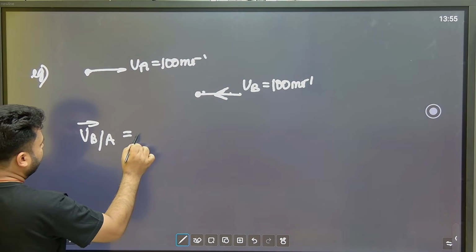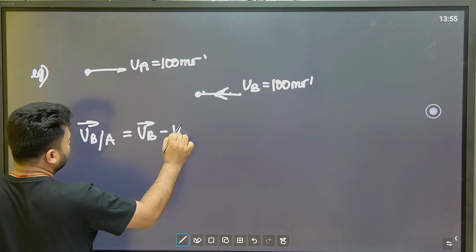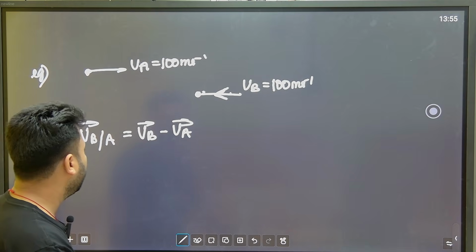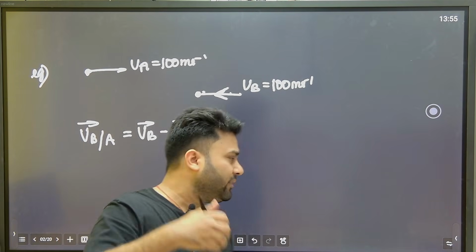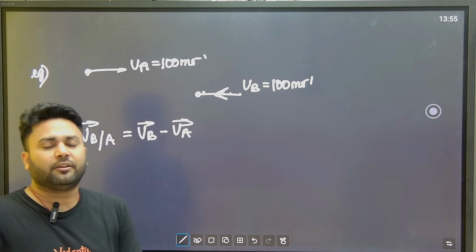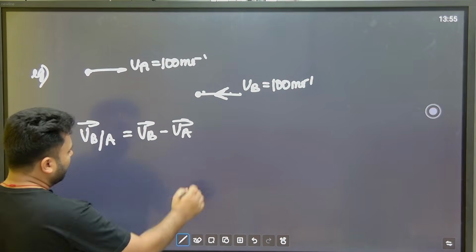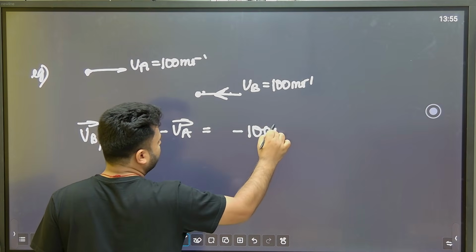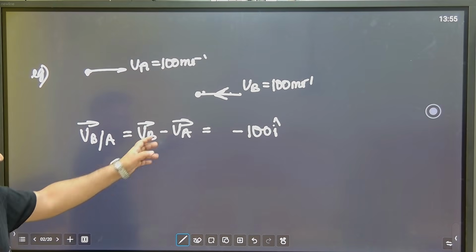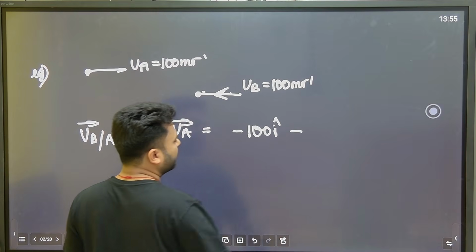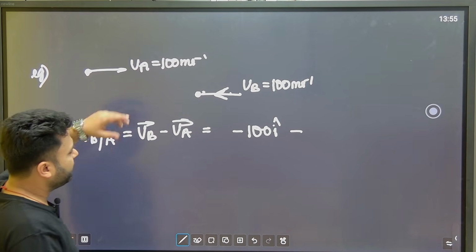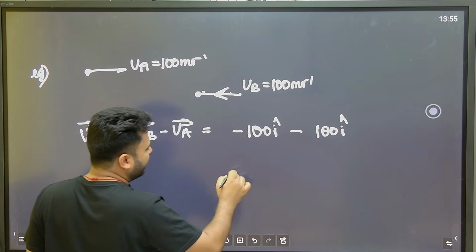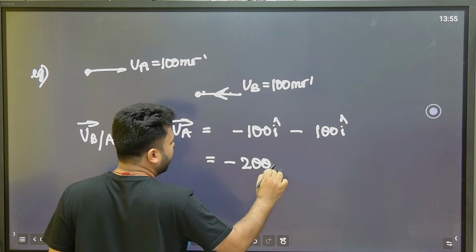It means what A will feel about B. So what we will write? We will write velocity of B minus velocity of A. This is the formula: B with respect to A, VB minus VA. If someone asks what is velocity of A with respect to B, then VA minus VB. Now velocity of B, value is 100 meter per second and direction is minus i cap. This is velocity of B minus velocity of A. What is the velocity of A? Value is 100 and direction is i cap. Now minus 100 minus 100 becomes minus 200 i cap.